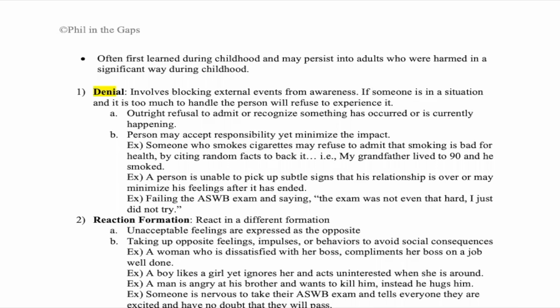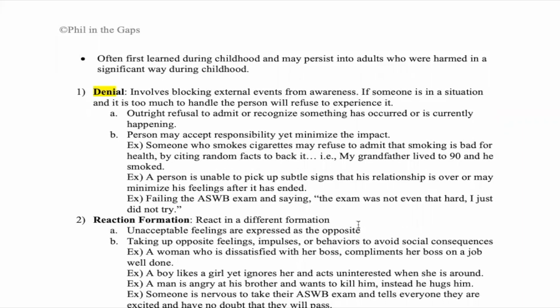Another example, failing the ASWB exam and saying the exam wasn't even that hard. I just didn't even try. If I would have given 100% to this exam, I would have just ripped its neck right off of its body, but I didn't try. So it's not that big of a deal. So it's denying the significance of the event to the individual because it's too painful to process what is currently going on. So denial is where somebody actively denies that something is existing or they refuse to experience what emotional things that they're experiencing related to an event.